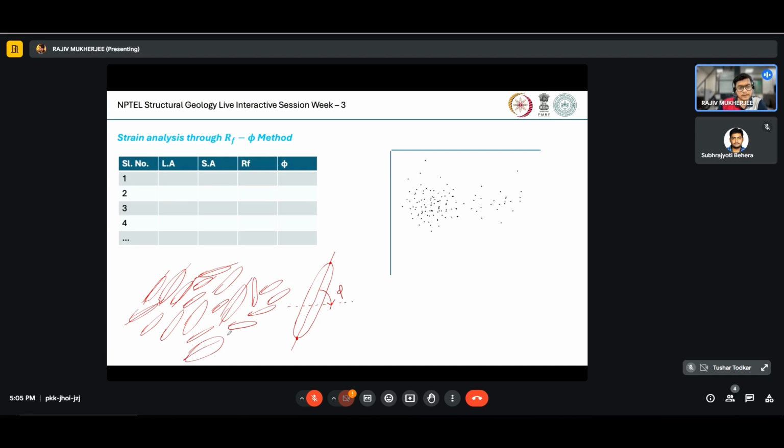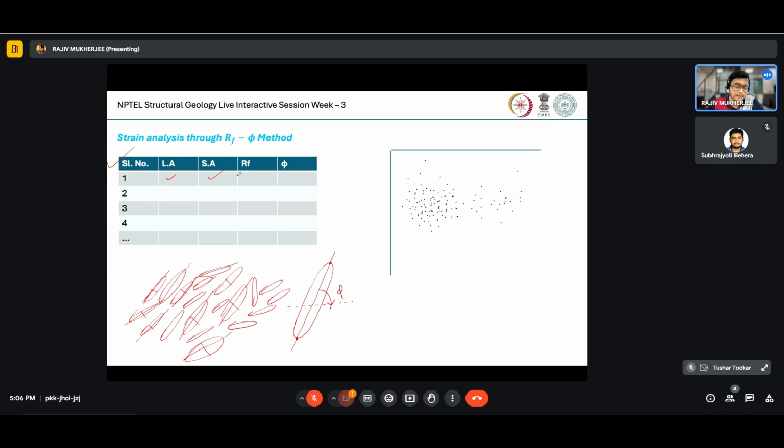So for some markers we will have higher values of the long axis to short axis ratio. We also measure the short axis. So we measure the long axis, the short axis, and the angle phi for each of these ellipses, right? First we prepare a table like this where we put the serial number of each of these elliptical shapes or deformed markers. Then we calculate the long axis, the short axis, and we calculate Rf, because this is the final result that we are observing, right?